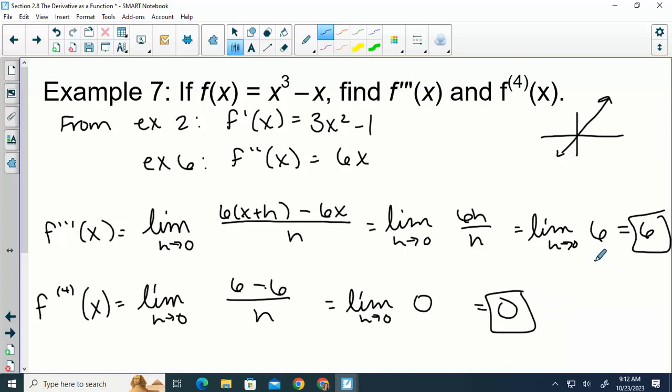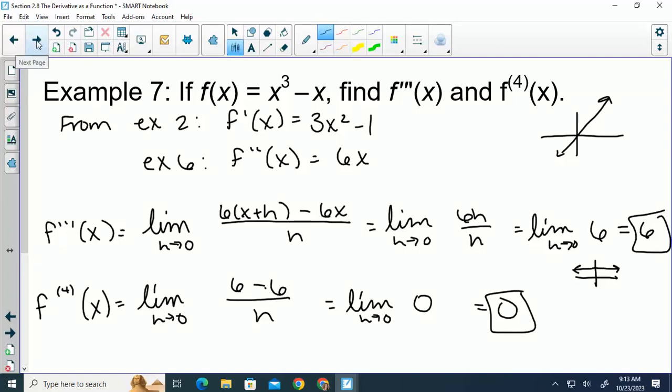Which makes sense if you think about it. If you just graph 6, that's a horizontal line, isn't it? What's the slope of a horizontal line? 0. And after that point, once you get a 0, any derivative beyond that would continue to be 0. It's not true with every function, but with polynomials, you will always hit this point. At some point, it would become a 0. And then after that, every derivative would be a 0. All right. Any questions there?